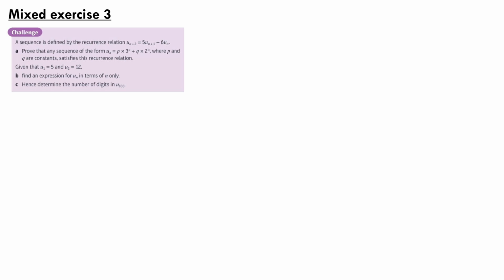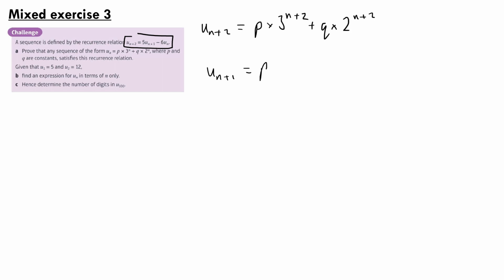So we can start by finding what u(n+2) and u(n+1) are going to equal before we sub them into this recurrence relation here to show it's true. So u(n+2) is going to be equal to p times 3 to the power of n+2 plus q lots of 2 to the power of n+2. And similarly for u(n+1), we're going to have p times 3 to the power of n+1 and q times 2 to the power of n+1.